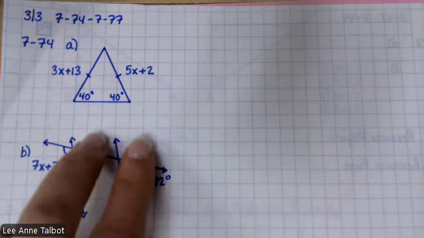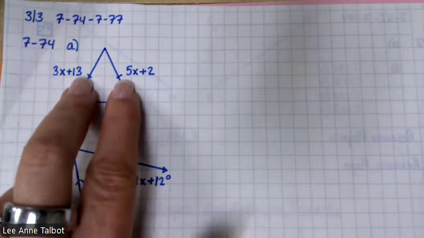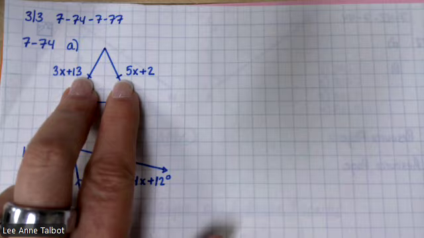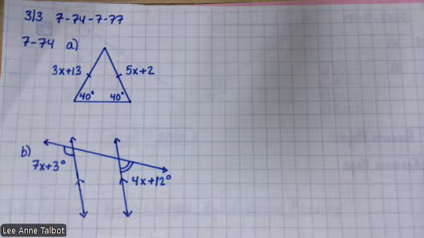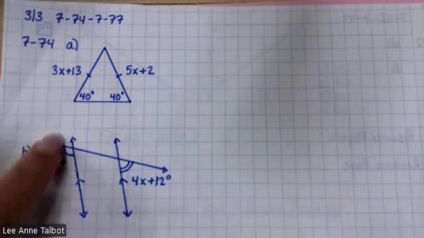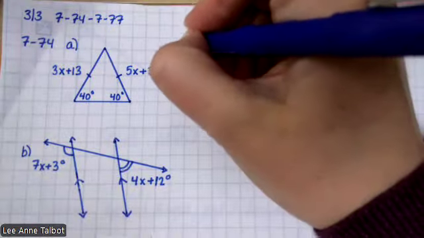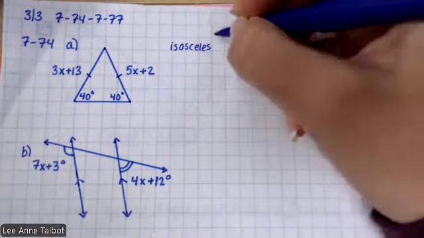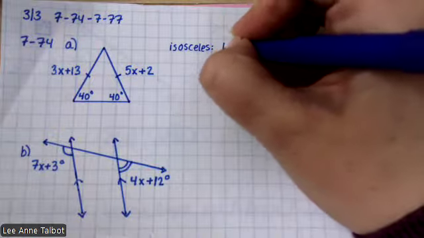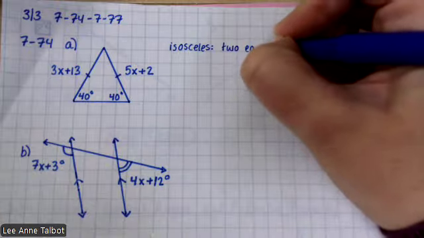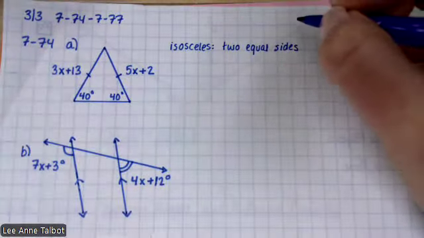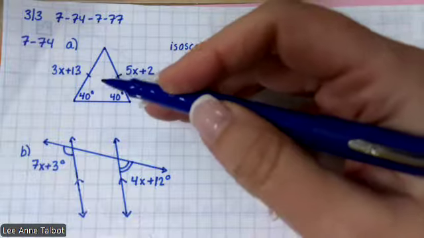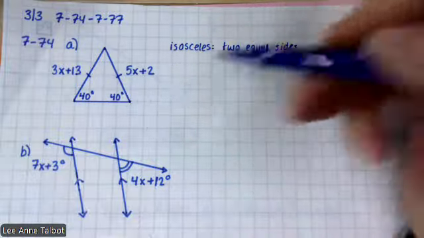Now, part of this is understanding what these tick marks mean. So do you guys understand what the tick marks mean here? Equal sides, right? Okay. So in this problem, this triangle is called isosceles. And isosceles has two equal sides. Okay, and you can tell that from the picture. It's got the tick marks, it's got the 40-degree angles at the bottom.